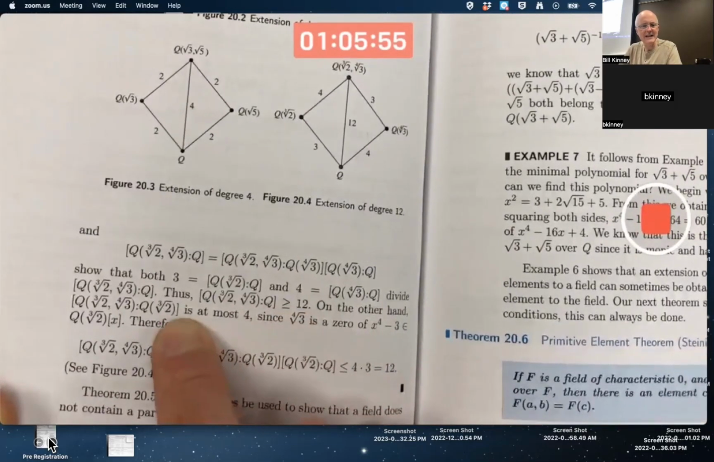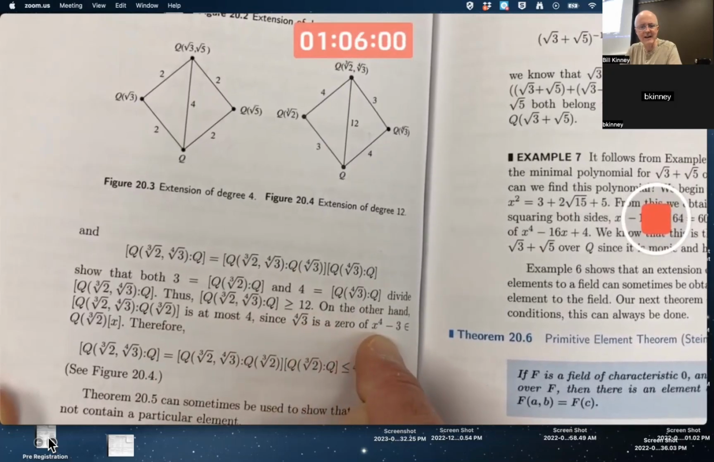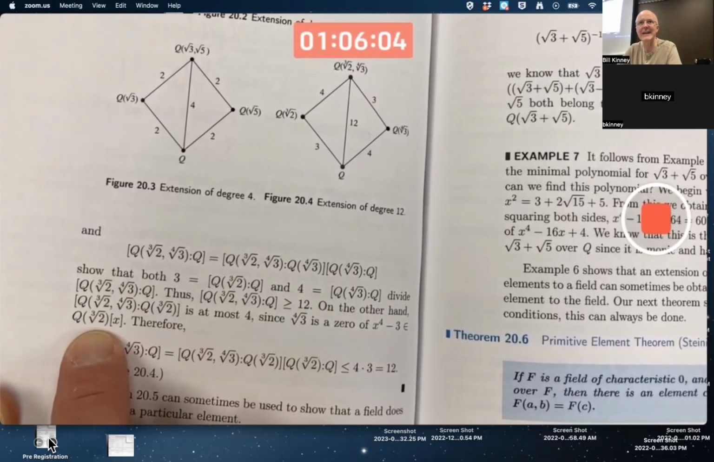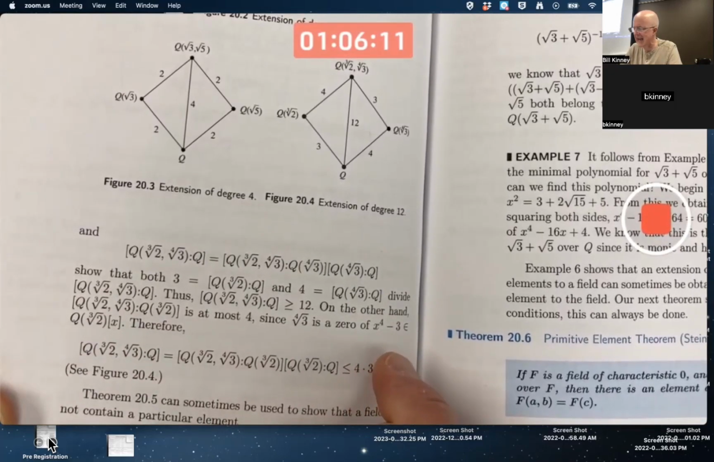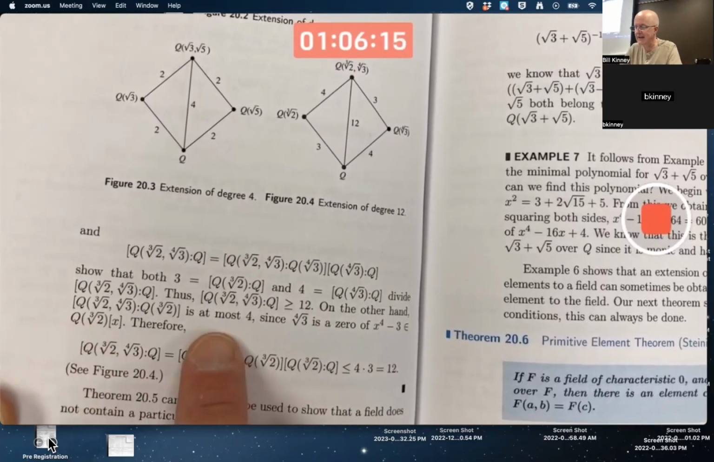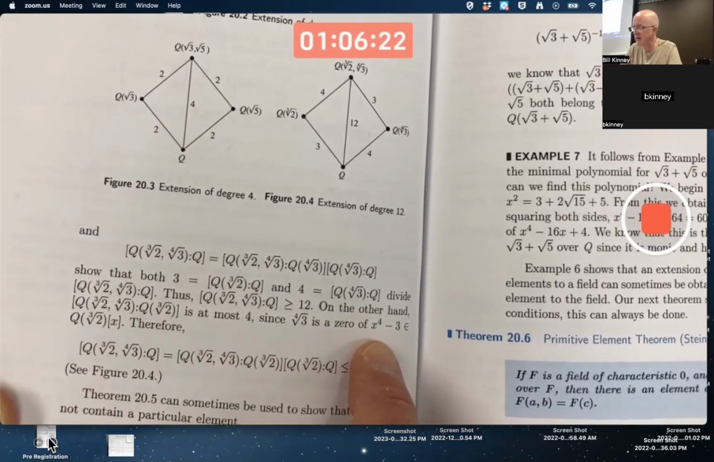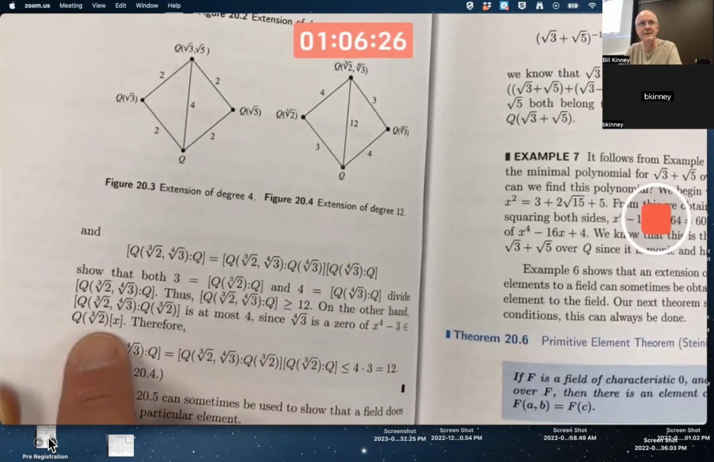On the other hand, the author says this thing is at most 4, since the 4th root of 3 is a 0 of x to the 4th minus 3. In here, we're thinking of it as an element of that, which we certainly can do. The author doesn't say that this is irreducible over that field. And that's why he uses at most 4 instead of exactly 4. Maybe there's a lower degree polynomial in which this is a 0 over that field.